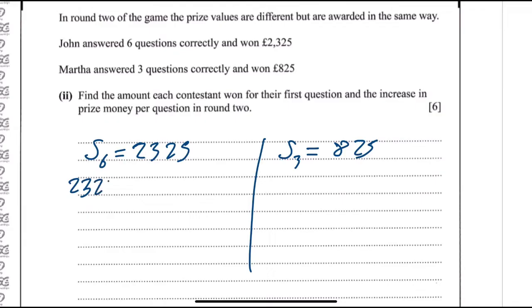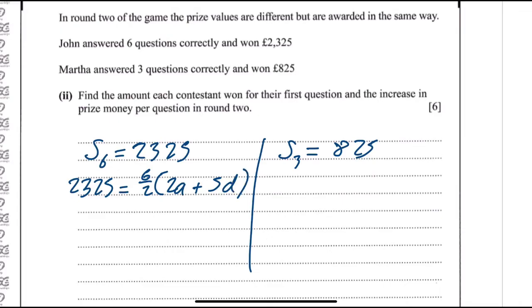Now let's just put that into the formula again. 2,325 then. For this, what you've got to find is your a and your d, so the initial prize money and the increase. So n over 2, so 6 over 2, and then 2a plus (n minus 1)d. So 6 minus 1 is 5 times your d. So that's what you've got.